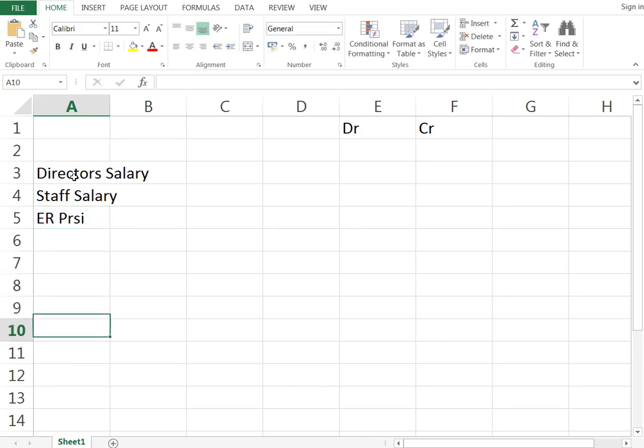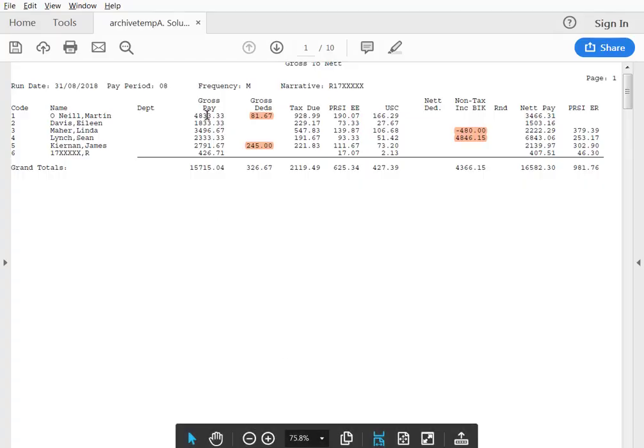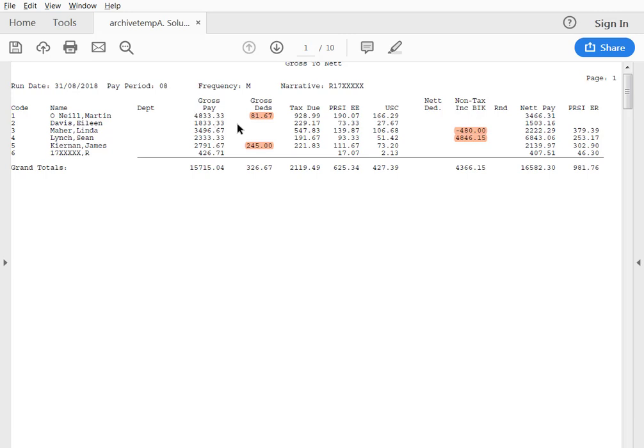I'm going to make a little bit of space here and I'm going to say then I always know I'm going to have net pay and I always know I'm going to have P30. Okay, so I'm always going to have those. And just over here I'm going to put in a line for nominal codes, which we'll do in a few minutes. Okay, so I always know I'm going to have those. So the first thing I'm going to do is I'm going to look at my director's salaries. Okay, director's salaries, go back to my, in this case it's Martin O'Neill and Eileen Davis. Okay, so it's these two here added together.